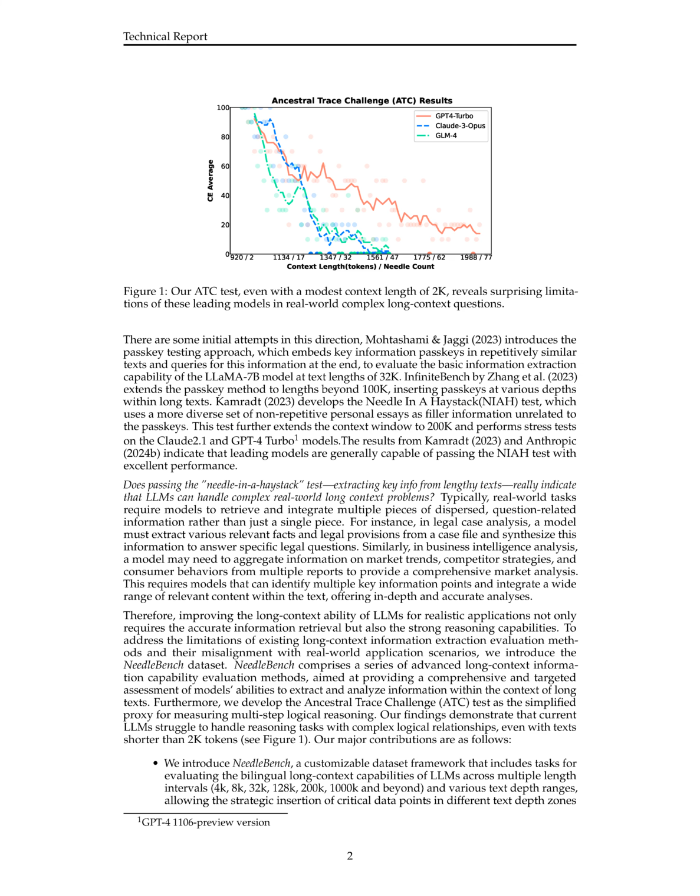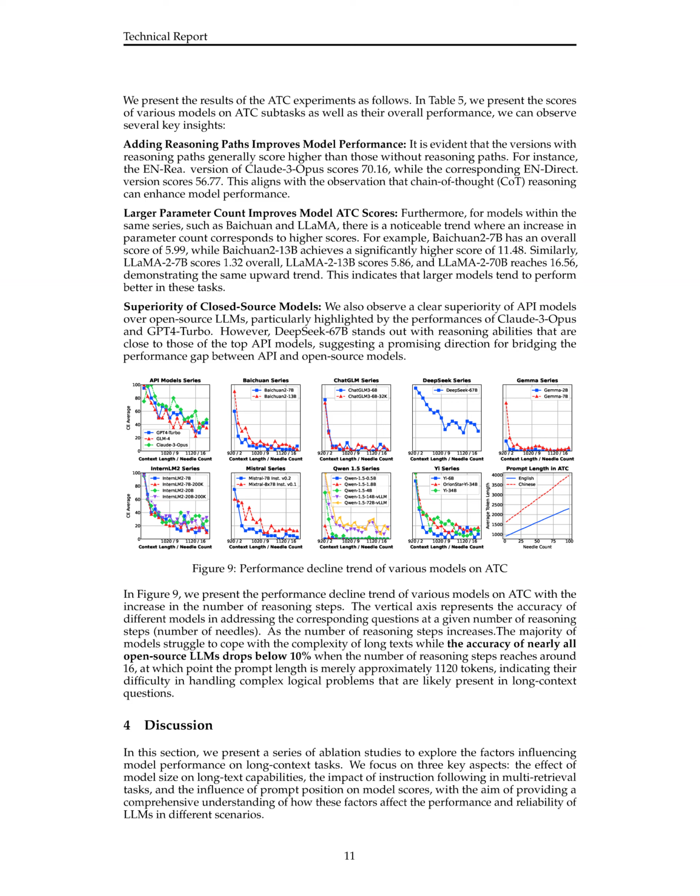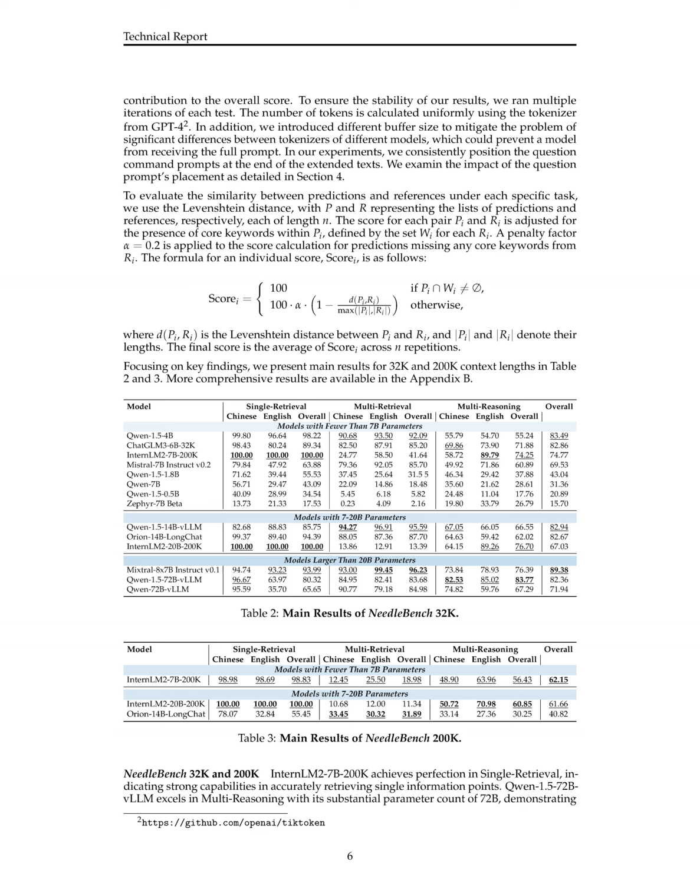The main limitations of the NeedleBench and Ancestral Trace Challenge (ATC) methods as discussed in the paper include the struggle of current LLMs to handle complex logical relationships and multi-step reasoning tasks, even with shorter texts. The ATC tests reveal that models often fail to maintain accuracy as the number of reasoning steps increases, with many open-source LLMs dropping below 10% accuracy when faced with 16 or more reasoning steps.